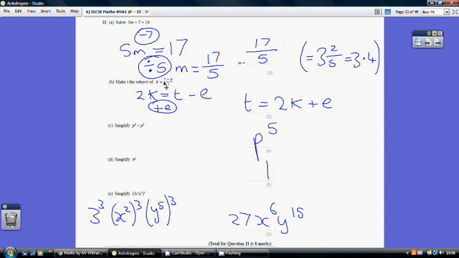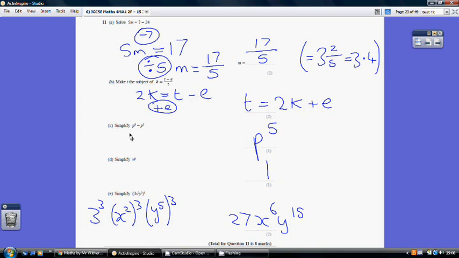Now for part B, we need to make T the subject. So we start off by undoing this dividing by 2. So 2k equals T minus E. Now we want to end up with T on its own, so we need to undo this minusing of E by adding E to both sides. So T equals 2k plus E.